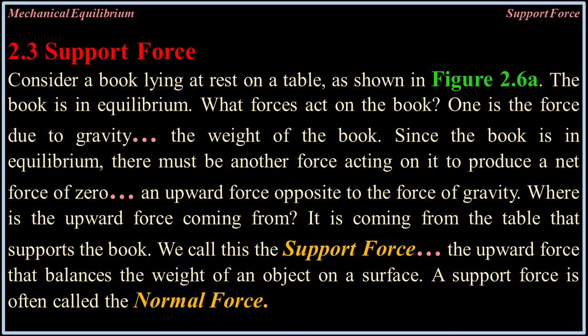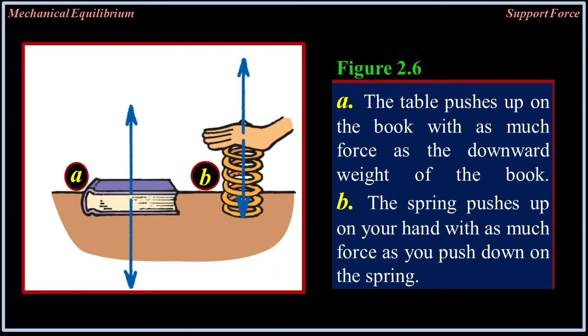Where is the upward force coming from? It is coming from the table that supports the book. We call this the support force, or the normal force you can see in other books. The upward force that balances the weight of the object on a surface. A support force is often called the normal force. 2.6a, the table pushes up on the book with as much force as the downward weight of the book. B, the spring pushes up on your hand with as much force as you push down on the spring.